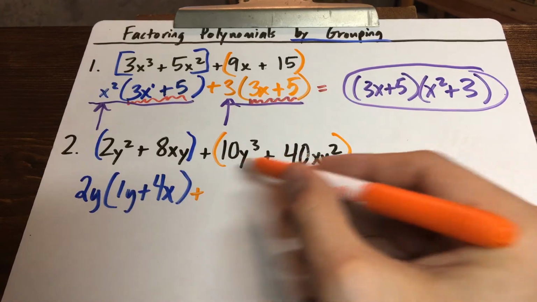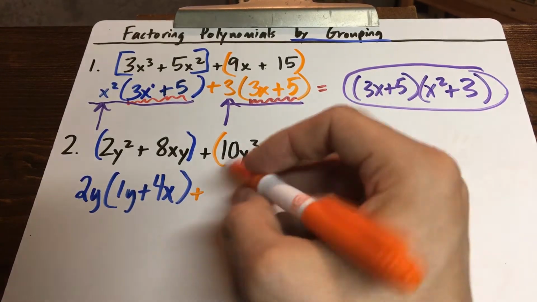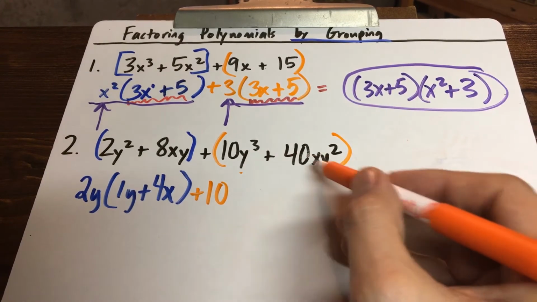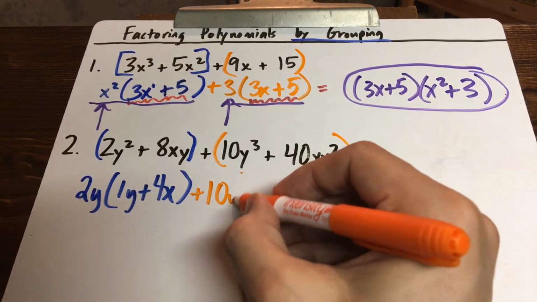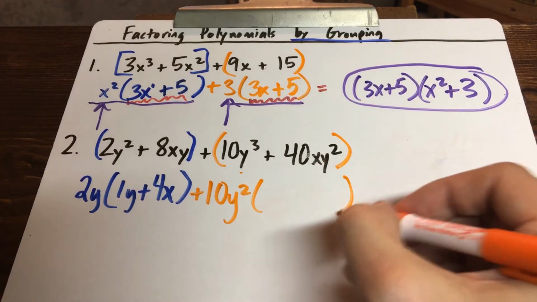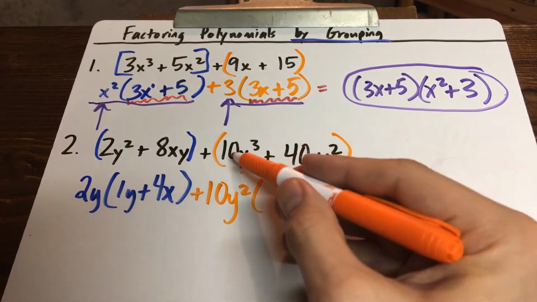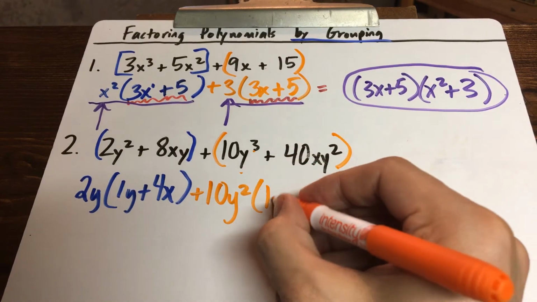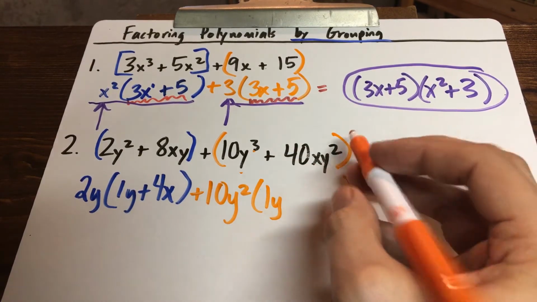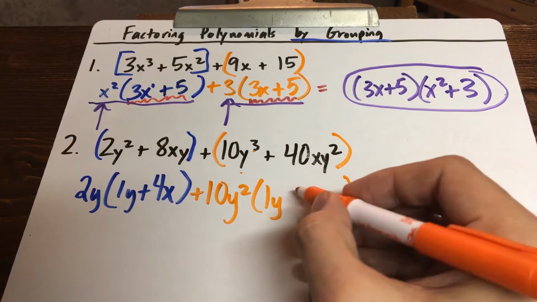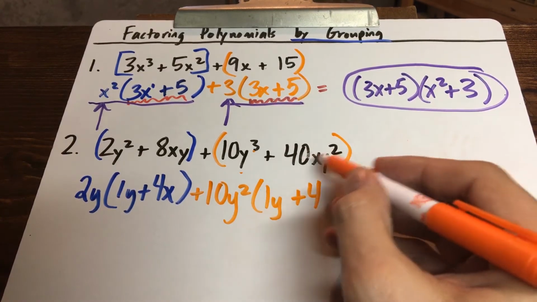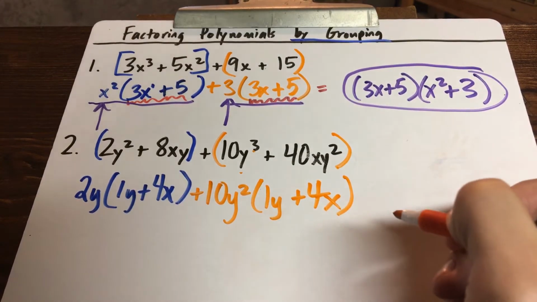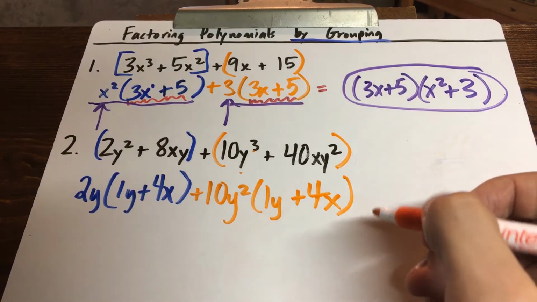Both of these, oh boy, they can be divided by 10. Do they have any variables in common? Y to the third and y to the second. So they both have at least 2 letter y's. I can take 2 letter y's away from each one. If I do that, 10 divided by 10 is 1. And then if I take away 2 y's, I started with 3. That means there's only 1 y left. Over here, 40 divided by 10 is 4. If I take away the 2 y's, I don't have any y's left, but I still have the letter x. Okay, do a quick double check.